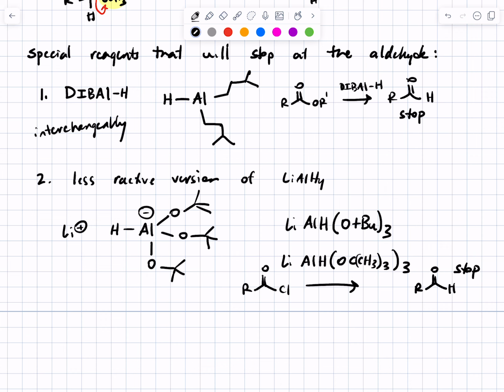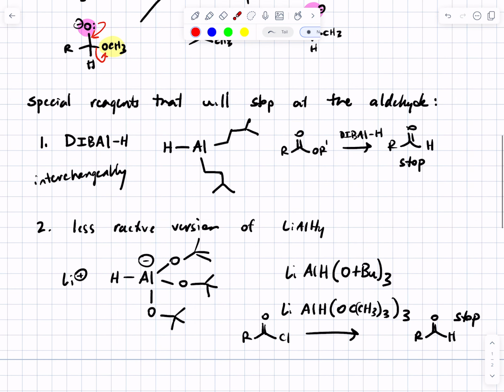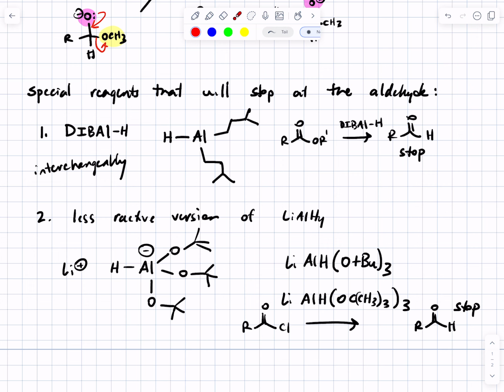Yes? When lithium aluminum hydride reacts with the acid chloride, what's the final product? When lithium aluminum hydride reacts with the acid chloride, you get the primary alcohol because you can't stop at the aldehyde.